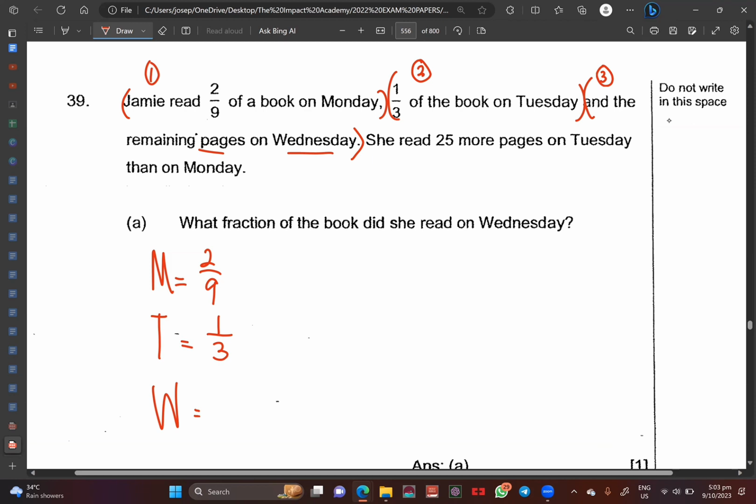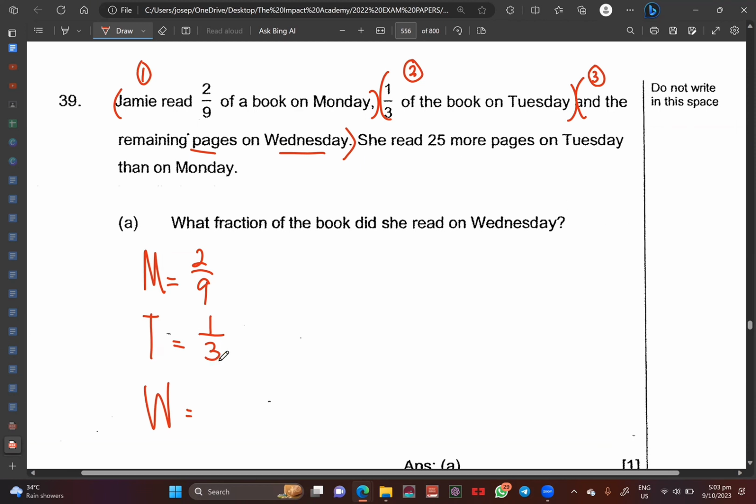Right? So all I need to do is really to just make the denominators the same first. Agree or not? Because we are talking about the same book. How can the total number of pages for the same book be different?